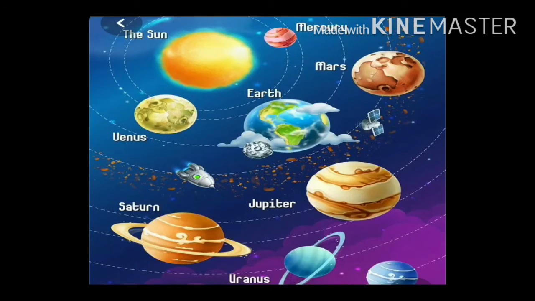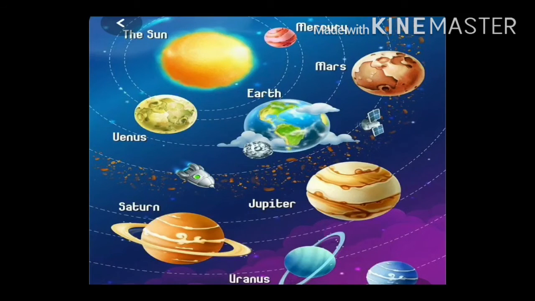How many planets can we see in this picture? The Sun is not a planet, the Sun is a star. The white dotted lines are their orbits. Now we are going to see what is meant by orbit.